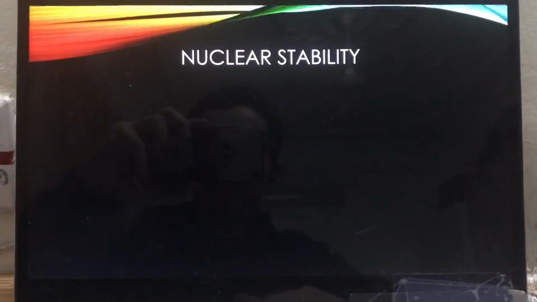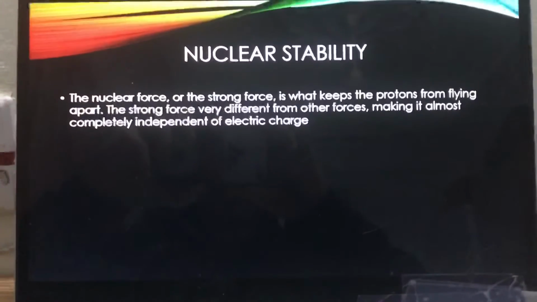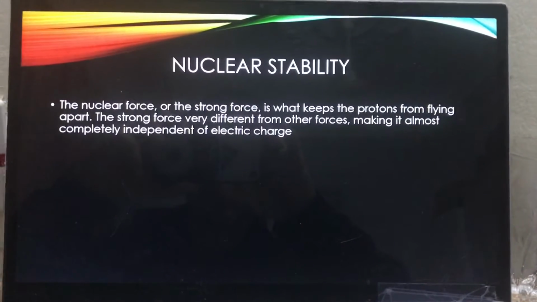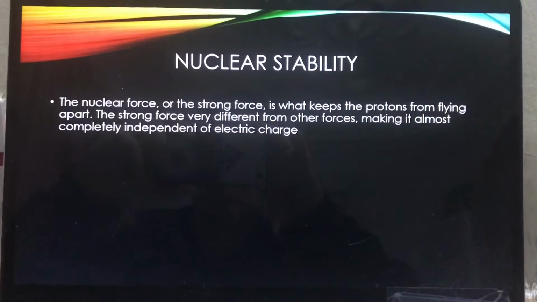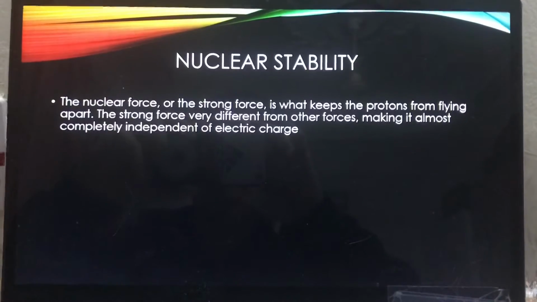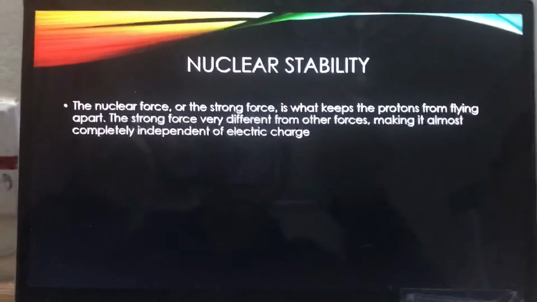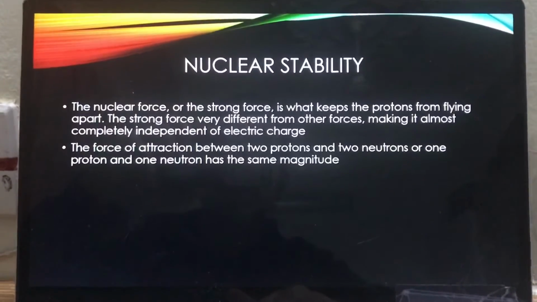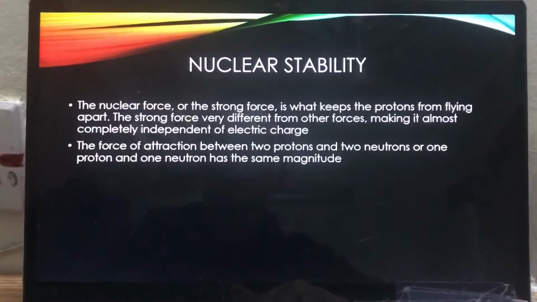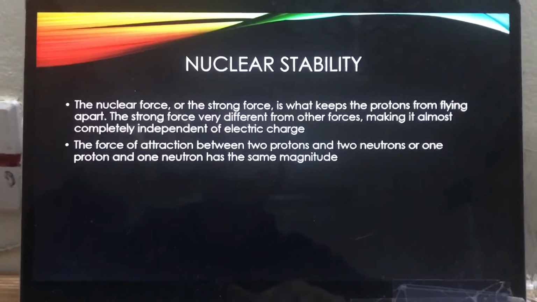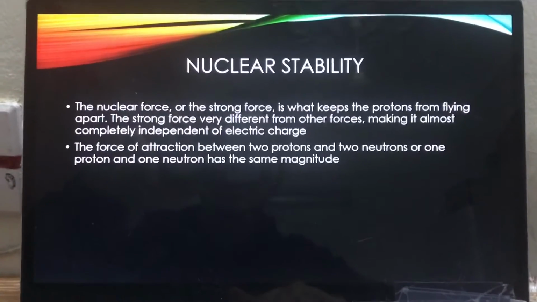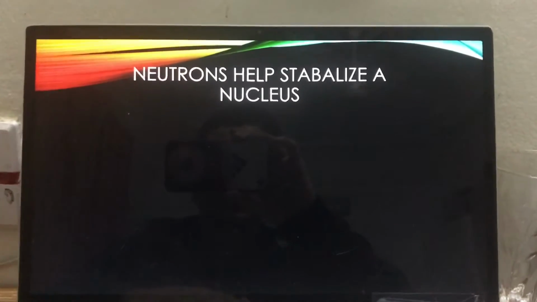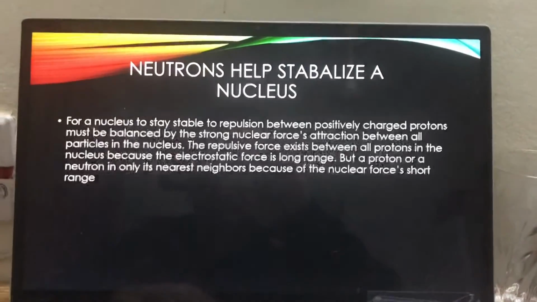Nuclear stability. The nuclear force, or the strong force, is what keeps the protons from flying apart. The strong force is very different from other forces, being almost completely independent of electric charge. The force of attraction between two protons, two neutrons, or one proton and one neutron is nearly the same. Neutrons help stabilize a nucleus.